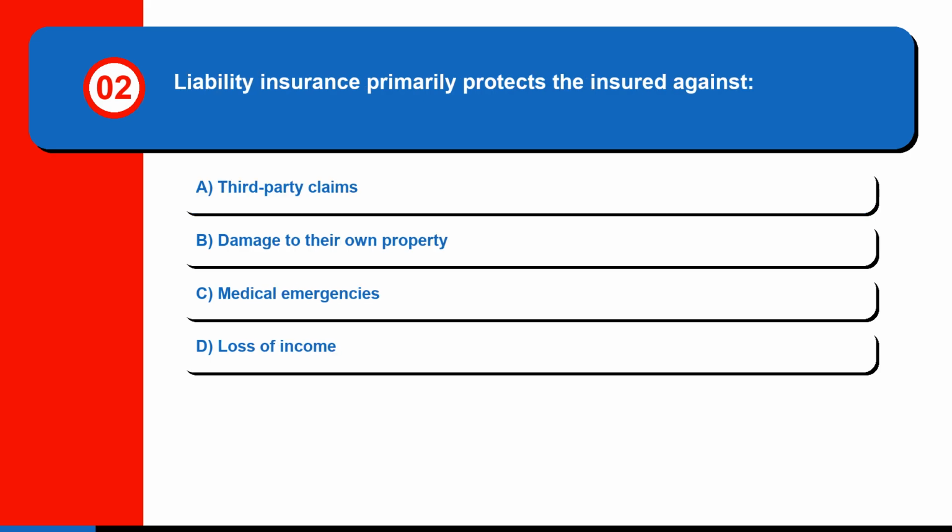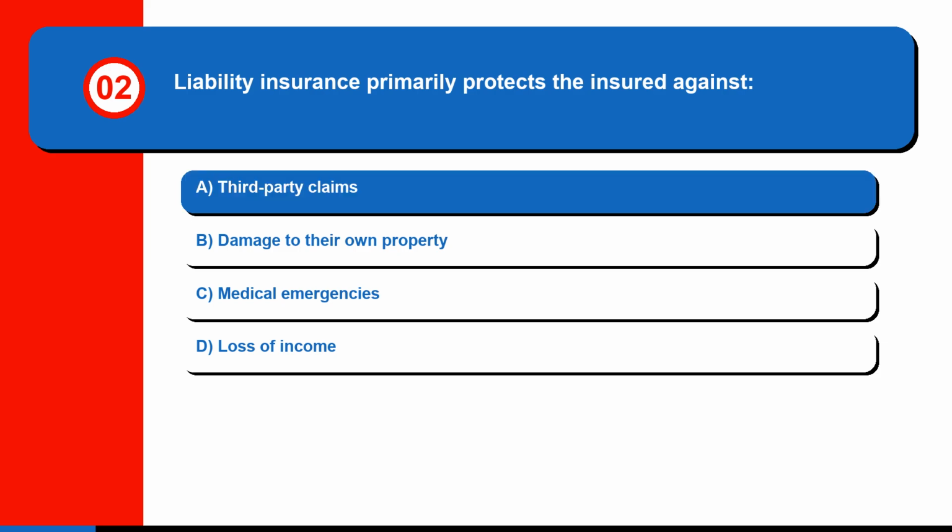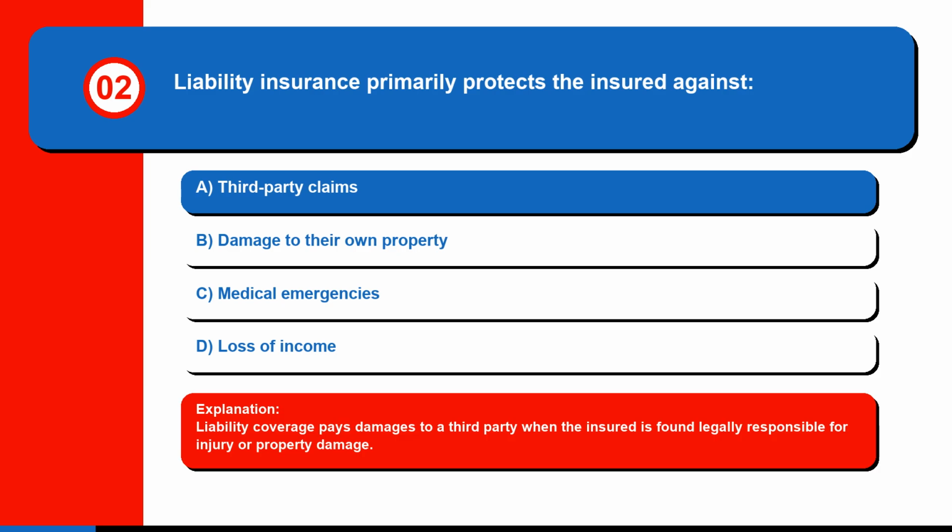Question 2. Liability insurance primarily protects the insured against A. Third-party claims. B. Damage to their own property. C. Medical emergencies. Or D. Loss of income. The correct answer is A. Third-party claims. Liability coverage pays damages to a third party when the insured is found legally responsible for injury or property damage.